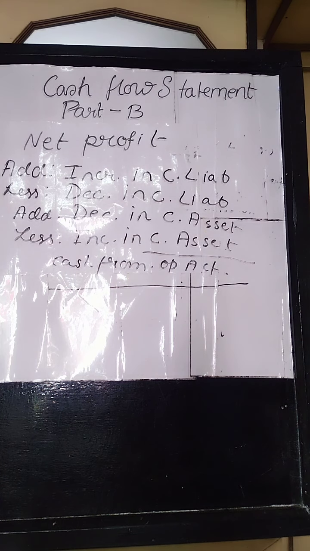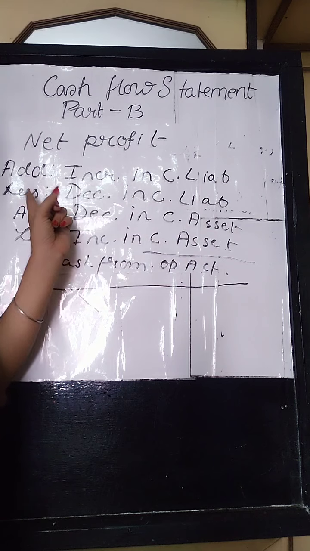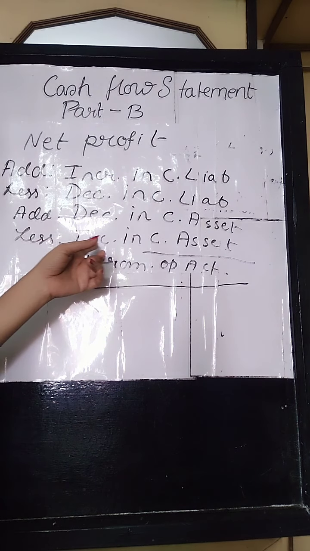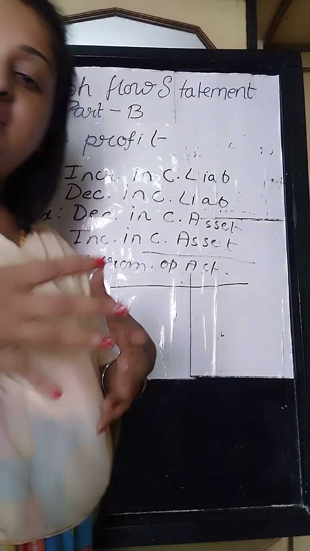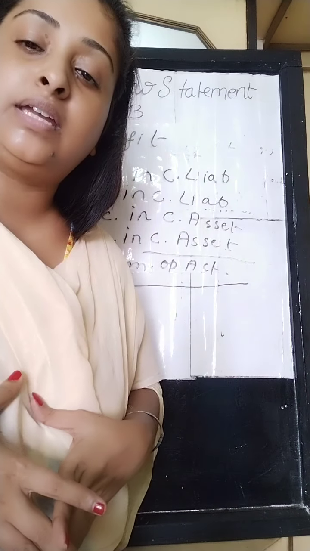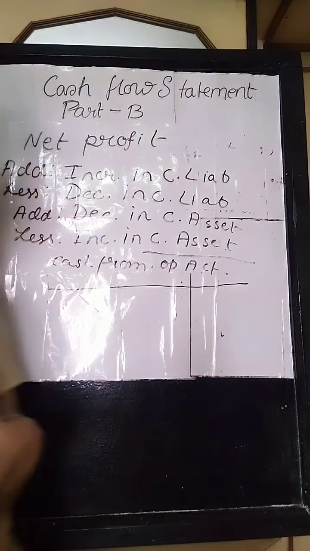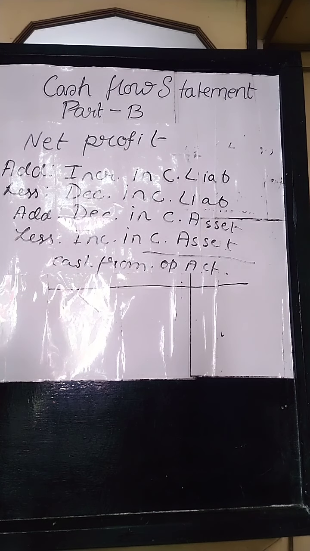We will calculate the cash from operating activities by adding the increase in current liabilities and the decrease in current assets, and deducting the decrease in current liabilities and the increase in current assets. By doing this calculation over the net profit of the year, we will find the cash from operating activities and complete the first part of the cash flow statement.